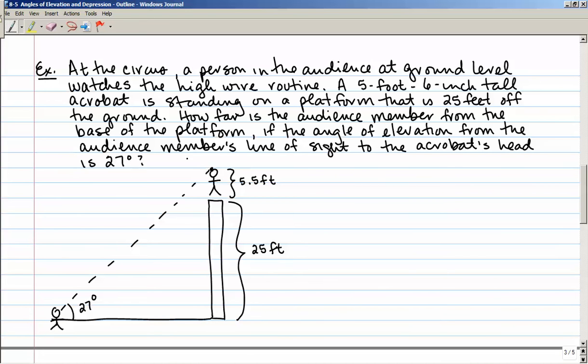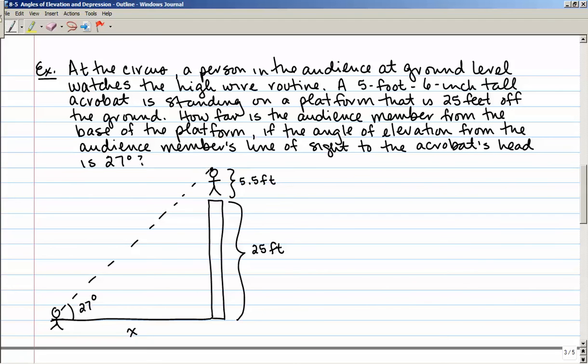It says, how far is the audience member from the base of the platform? So this distance here is what I'm going to call X. So I have a triangle. Here's my hypotenuse. Here's one leg. Here's the other leg. And I know that this is a 27-degree angle.